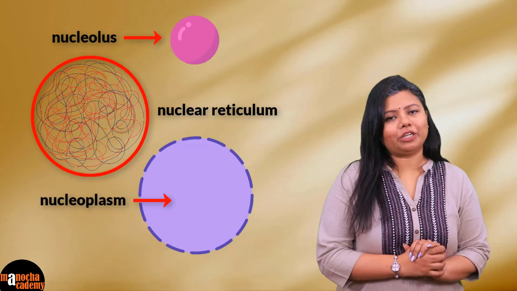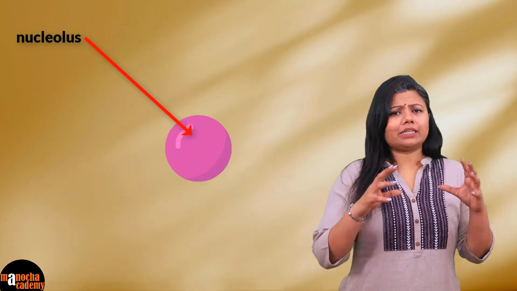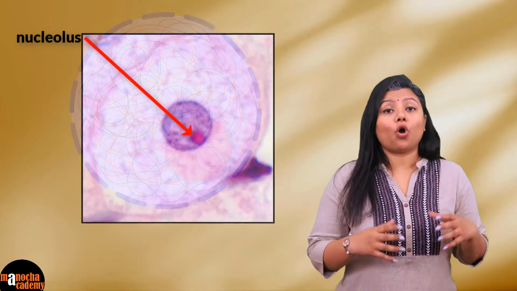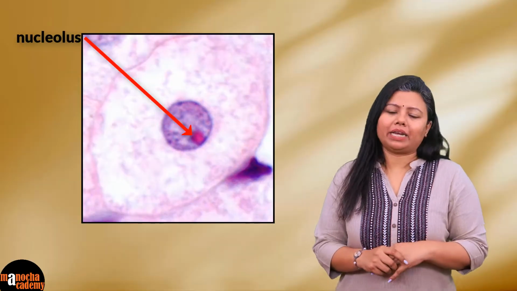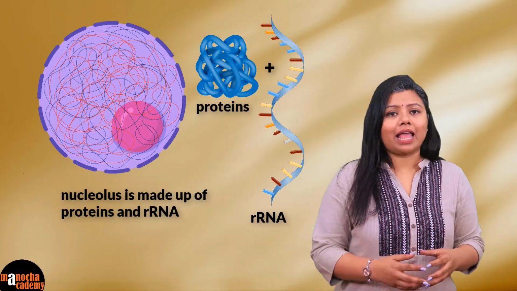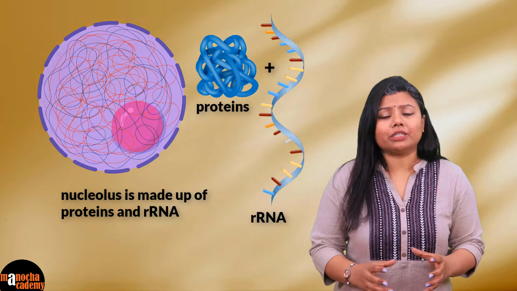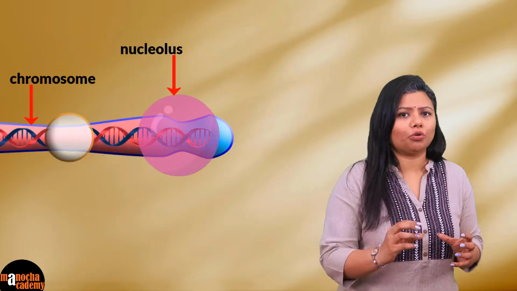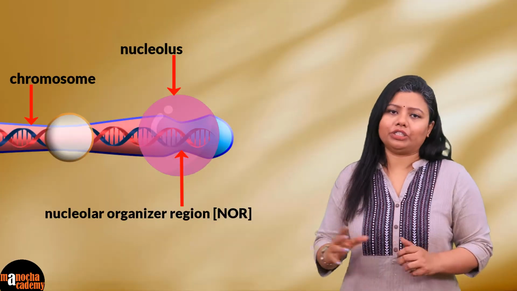The third component of a true nucleus is the nucleolus. It is another spherical region present in the nuclear matrix or the nucleoplasm, and it is not surrounded by any membrane. This structure is made up of proteins and ribosomal RNAs. This region is usually attached to one of the chromosomes in a region known as the nucleolar organizer region.